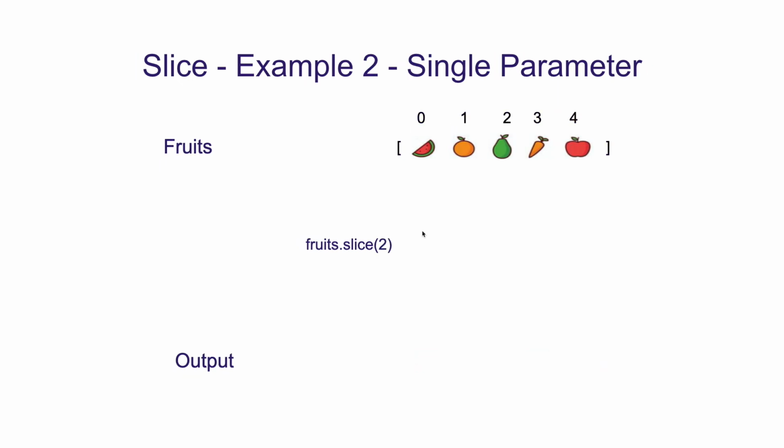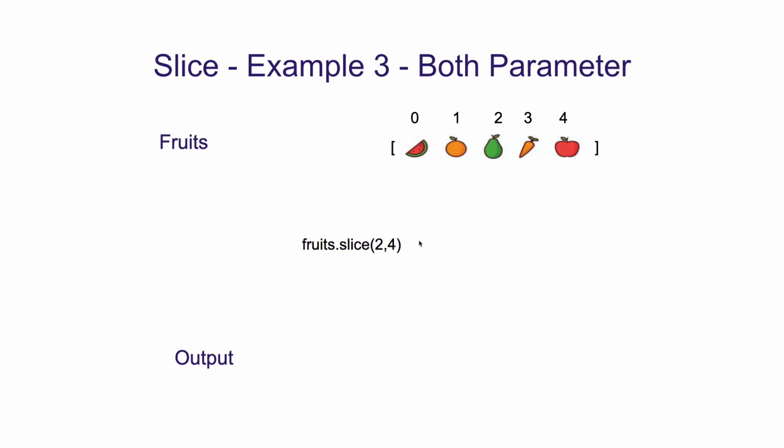In example 2, we will use slice with only the start parameter. Here you can see that we have the input array with 5 fruits and we are calling slice with the only parameter 2. What does this mean? This means that we want a subarray from starting position 2 till the end. Here you can see the output. So in this scenario, when we have the start index and we want the array till the end, we can use slice with a single parameter.